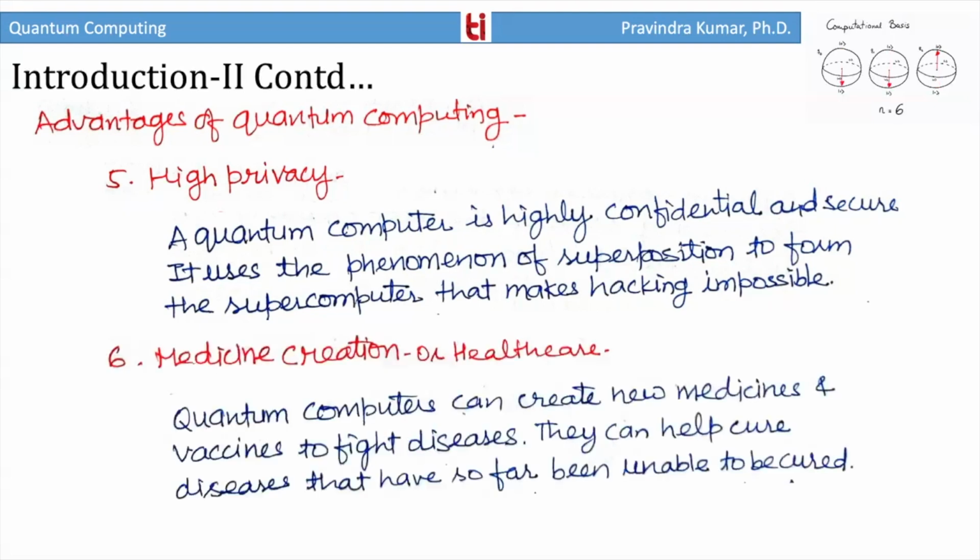They can have advantages in medicine creation or healthcare, as quantum computers can create new medicines and vaccines to fight disease. They can help to cure diseases that have so far been unable to be cured. Quantum computing makes it possible for medical researchers to run simulations on millions of different factors with a high level of accuracy. They can find diseases and figure out how to make medicines using these computers. Scientists can diagnose and test for different kinds of diseases in the lab.